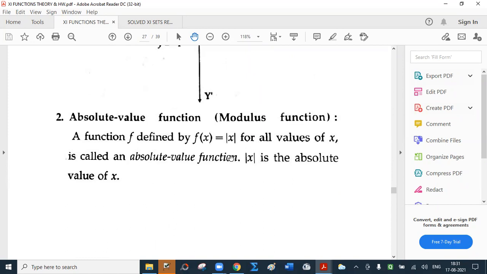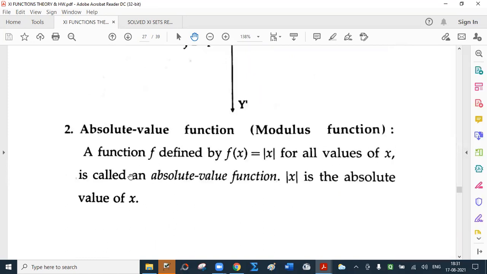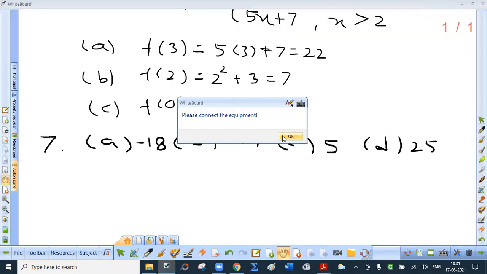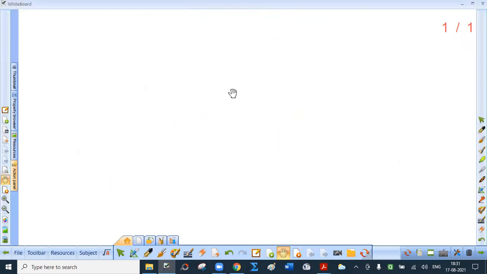It is called an absolute value or modulus function. A function f defined by f of x equal to mod x for all values of x is called an absolute value function. Mod x is the absolute value of x. Now, the use of modulus is to get a non-negative value.